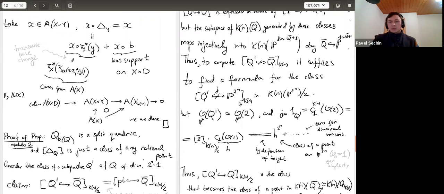Okay, so how do we do that? Well, we can do it in the whole ambient space, but know that the inclusion of a quadric into the whole ambient projective space factors through the smaller projective space of dimension one more, where the quadric sits as a divisor. And the class of a divisor, as I explained in the beginning, is just the first Chern class of the corresponding line bundle.